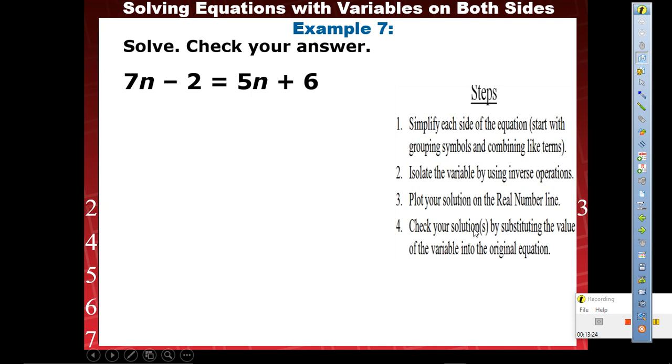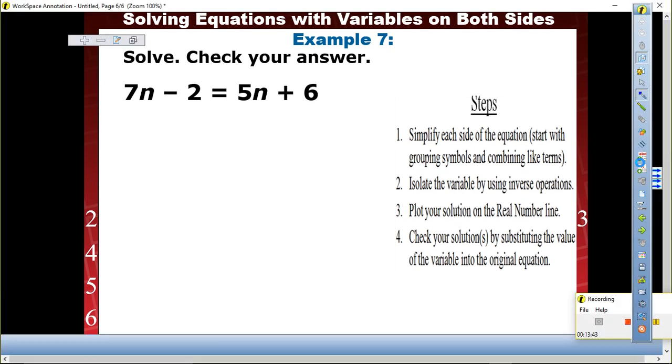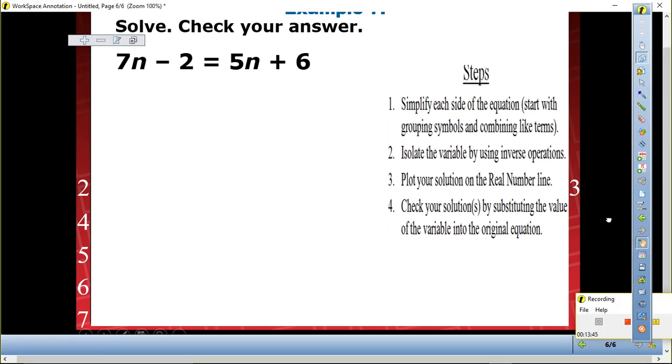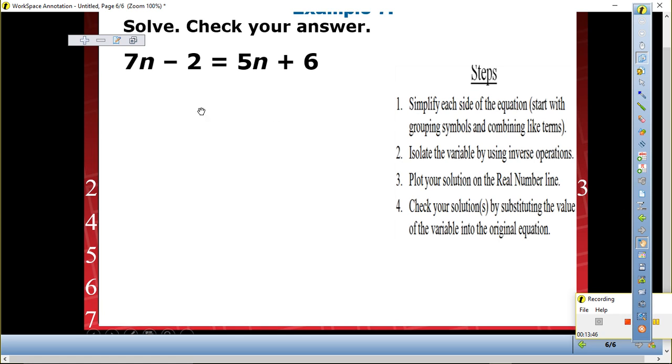Copy this one, please, in the back. Example 7. Just copy it. Don't do anything else. It says solve and check your answer. Okay, writing utensils down. Look up to the screen.